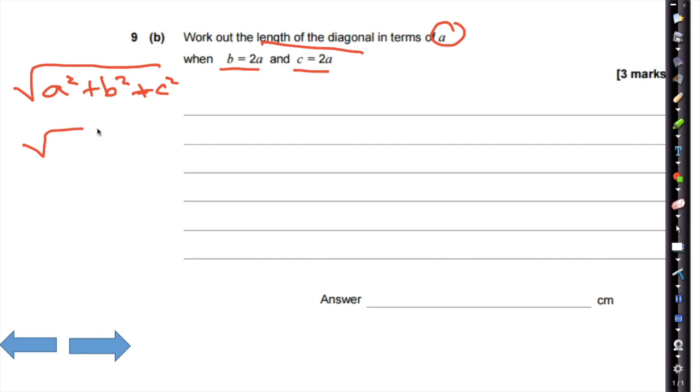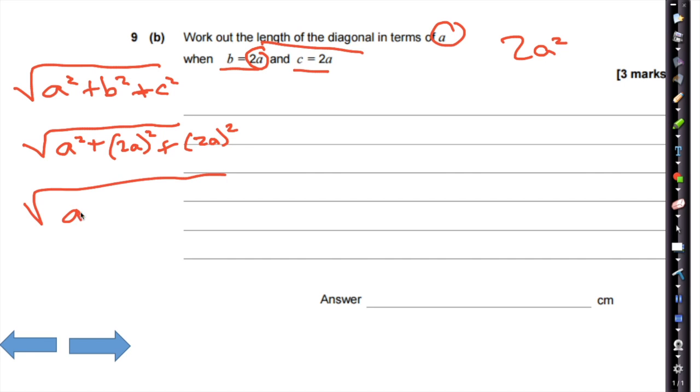So what we have to do here is try and write all of these in terms of a. So a squared stays as a squared, b squared is going to be 2a squared. So by putting this in brackets, I'm remembering that I'm squaring everything here. A common mistake here would be to write 2a squared and then just leave it as that for later on. You're actually squaring, because it's b squared, so the whole of b squared, which is 2a. So it would be the whole of 2a squared. And the same with c squared, so it would be 2a squared.